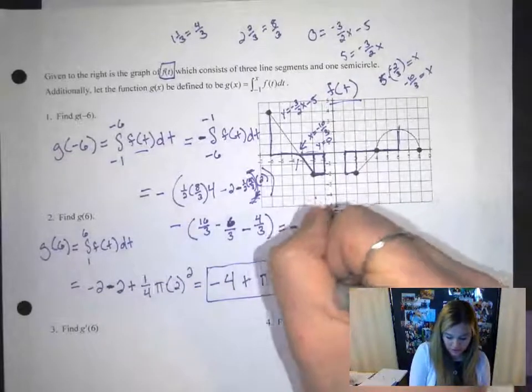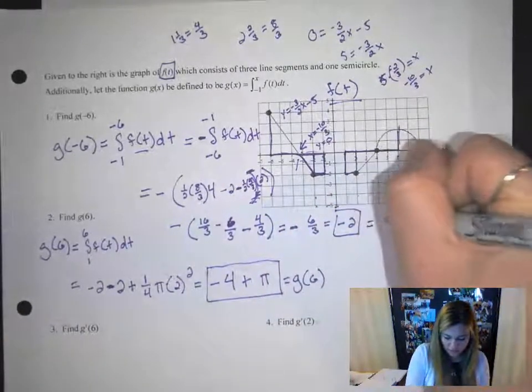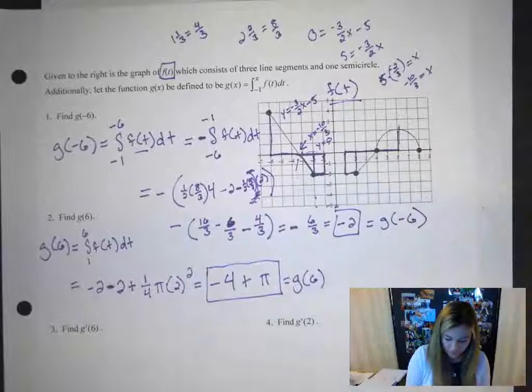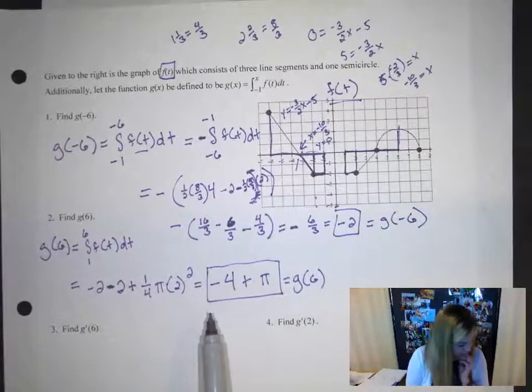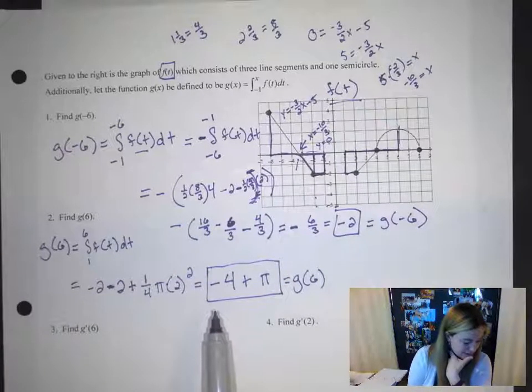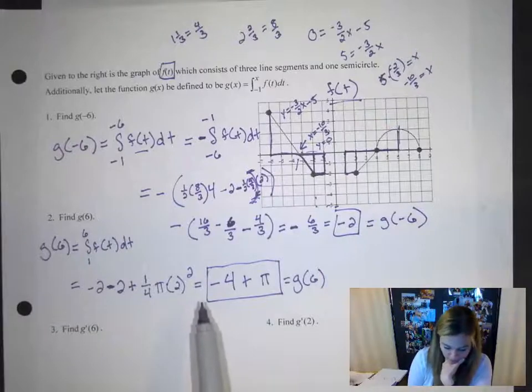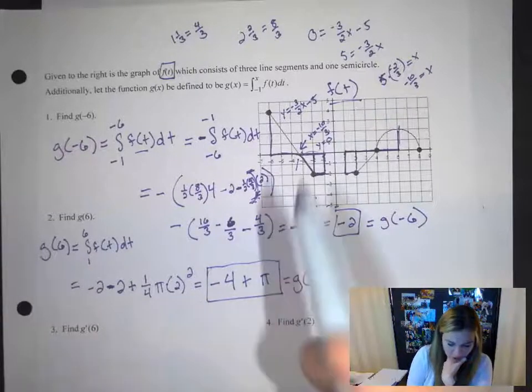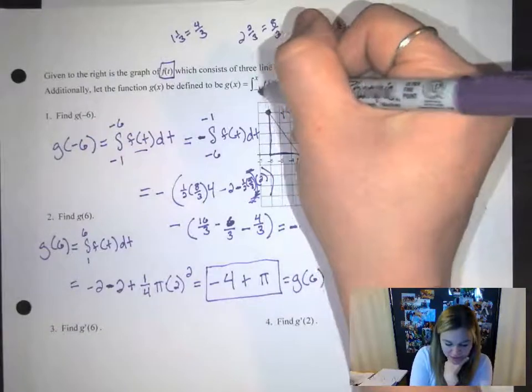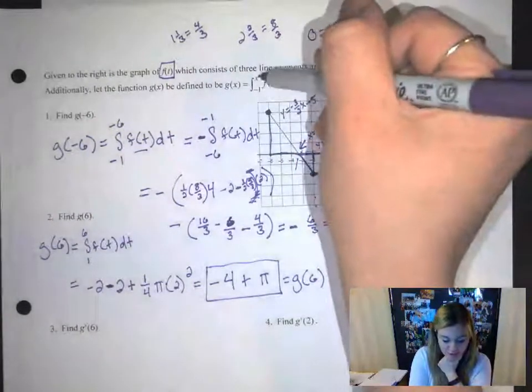And I should say this is equal to g of 6. This one was equal to g of -6. Hold on, did I miss something here? Because my old me says that this is -8 plus pi. Oh my goodness, do you see what I did here? Guys, this is from -1 to x.